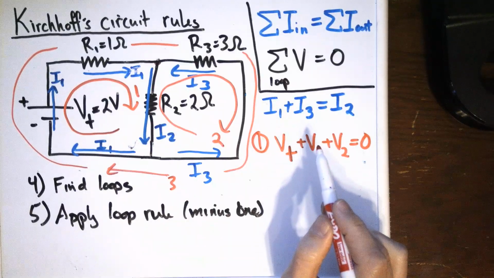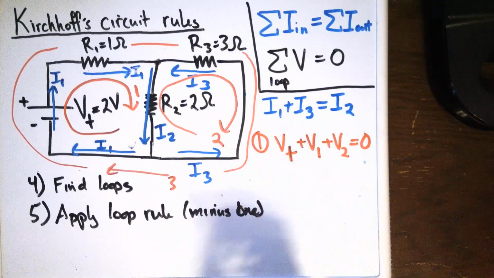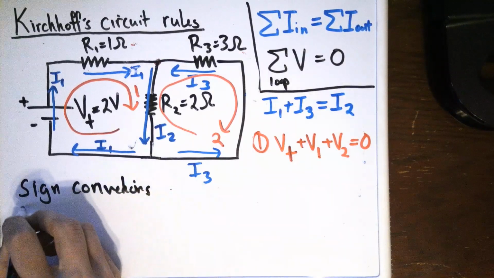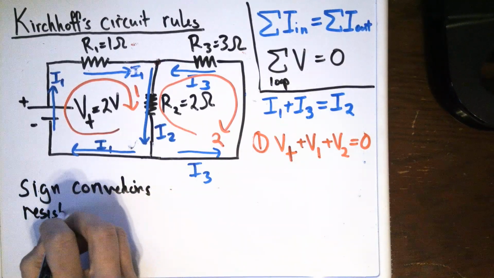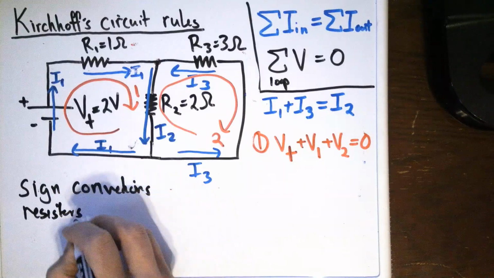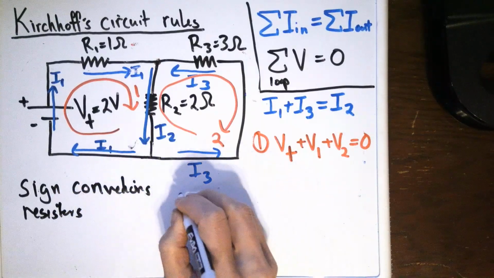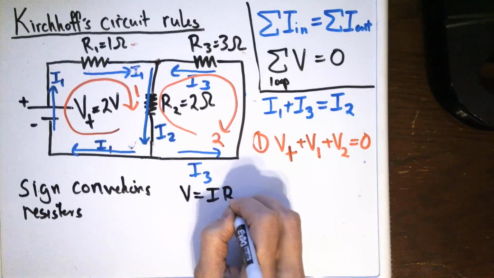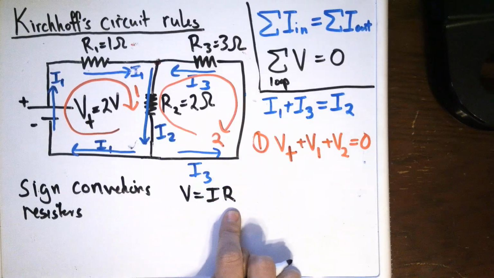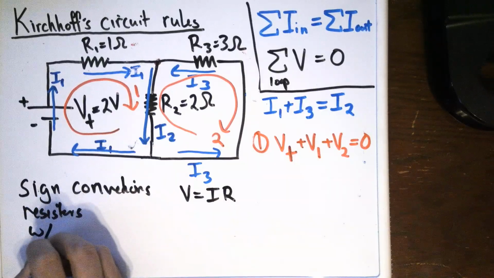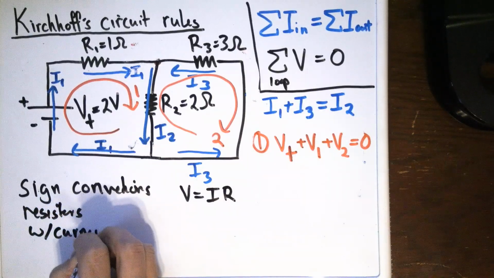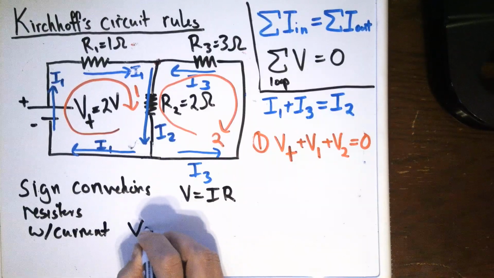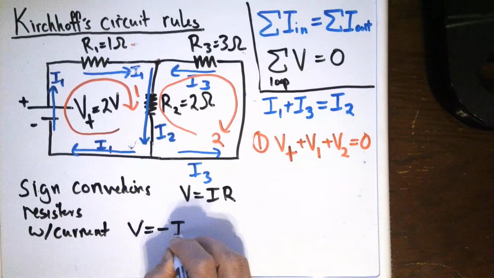Now here's where the sign conventions come in, so let's talk about those. For the sign conventions, for resistors, remember from Ohm's law that the voltage across a resistor is equal to the current times the resistance. For a resistor, if you go with the current on your loop, then the voltage across that resistor is going to be a voltage drop.